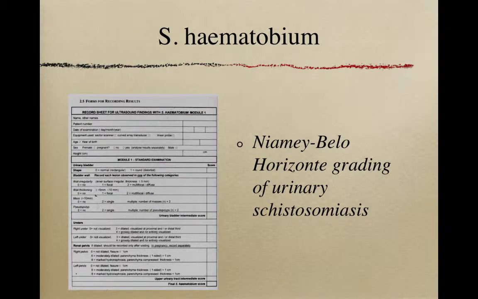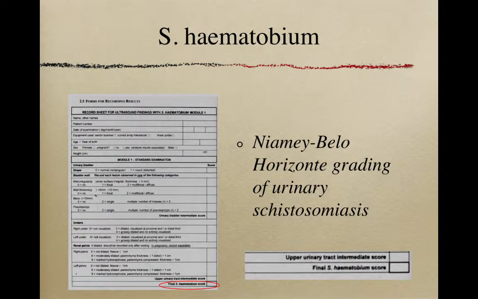There's actually an entire grading system of how to grade the severity of urinary schistosomiasis. In the end, there's actually a score that is come up with, and we're not really going to talk too much about the score itself, but we're going to use the framework of this document to talk about the complications that we see.